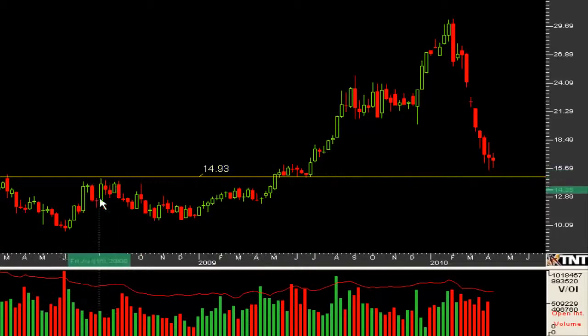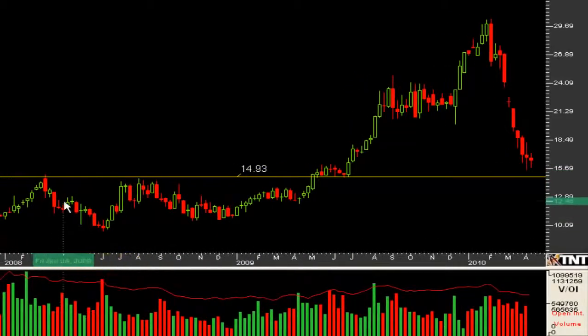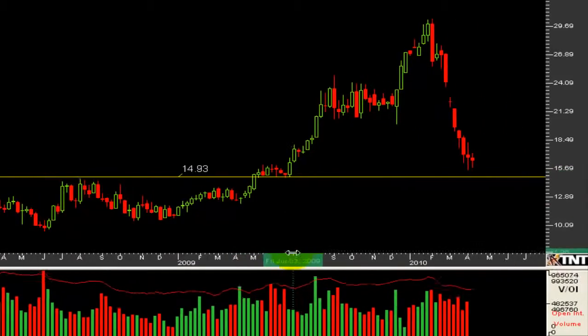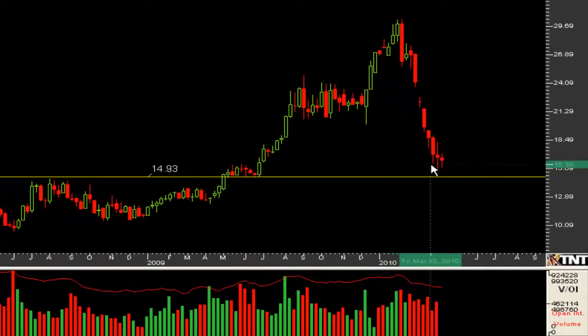We have old resistance back here from a couple, 3 years ago, and we have old support here from a year ago, and we are very, very close to this particular price level. In fact, close enough that we might consider getting a little bit bullish on this market. All right, so that's our long-term perspective.